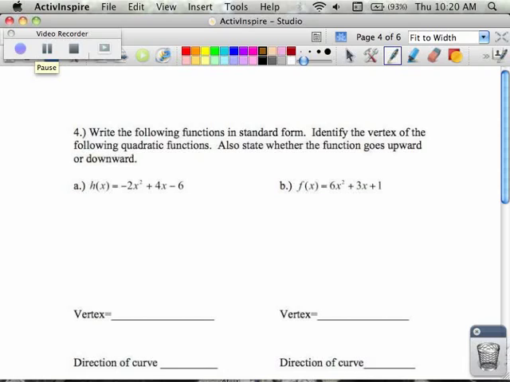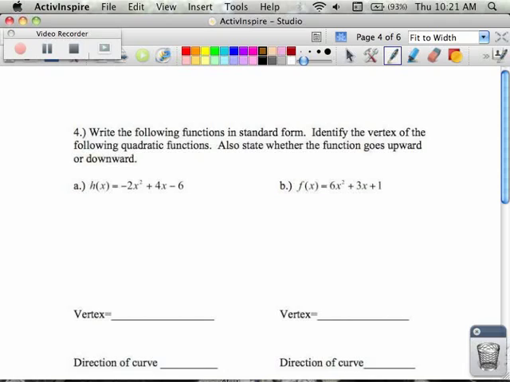I'm going to do it. And then after we get done with that one, I'm going to have you do number 5. And then I'll come back to number 4B. All right? What's different about 4A compared to the other two?